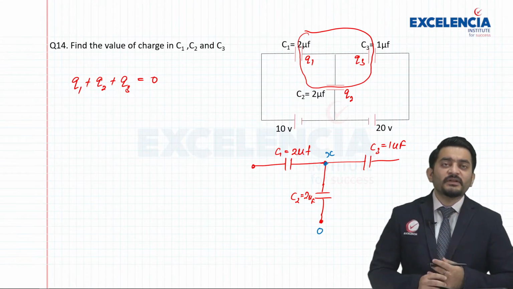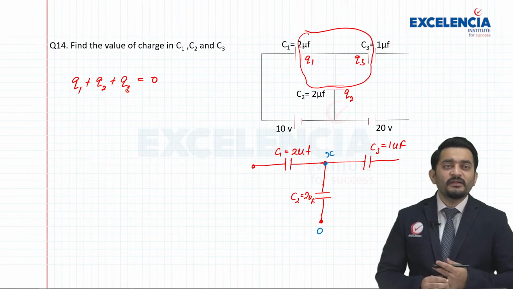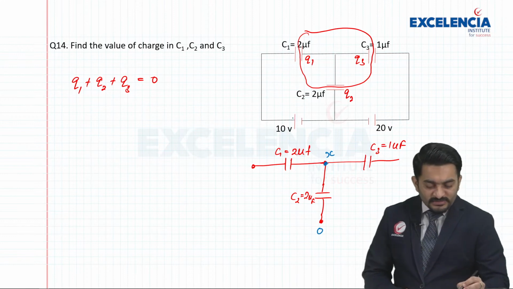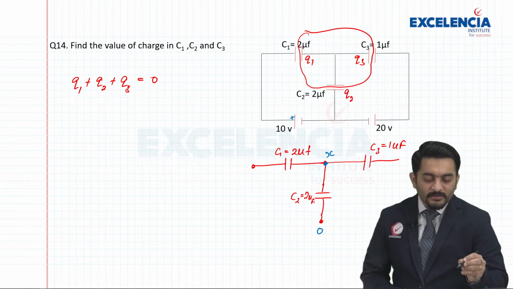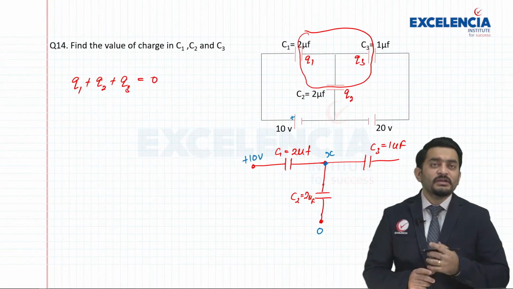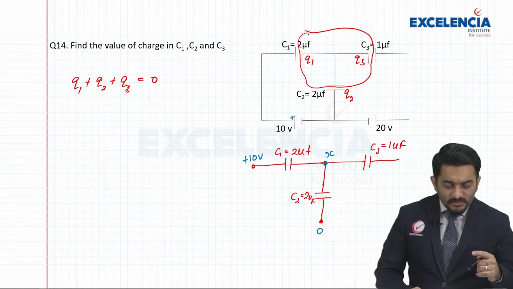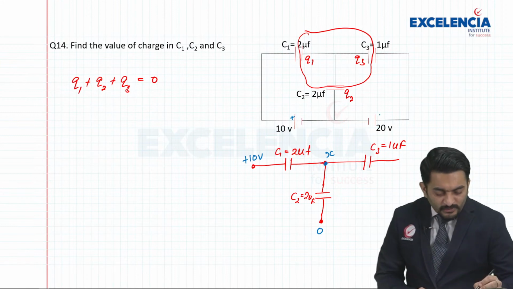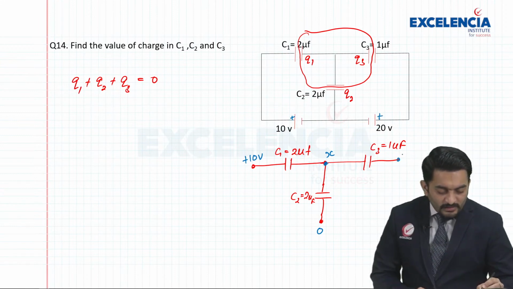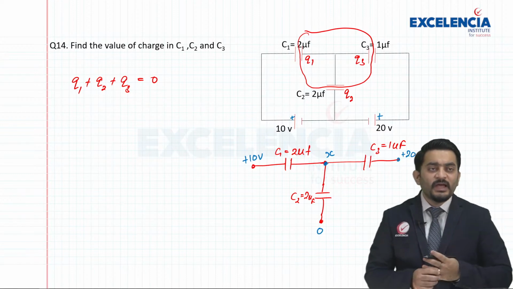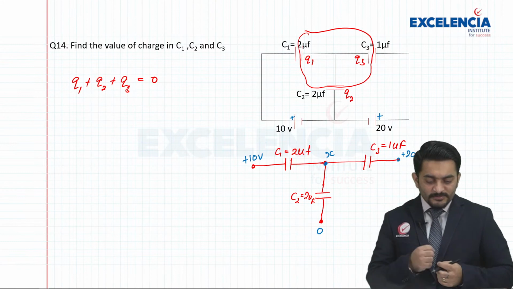You can see that one of the plates of C1 is connected to the 10 volt battery, which you can see over here. A positive 10 volt battery terminal has been connected to C1. So you bring that 10 volt over here. So there should be no confusion about it. Similar thing you can do for capacitor 3, which has been connected to a positive 20 volt battery. So I will write my positive 20 volt over here. So this is the entire information which I can take out from this particular question.